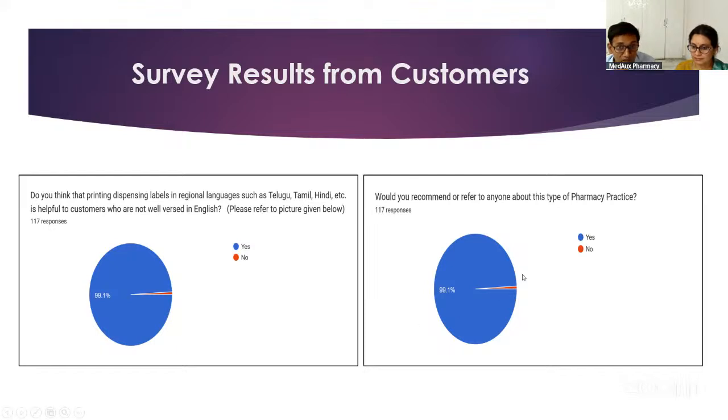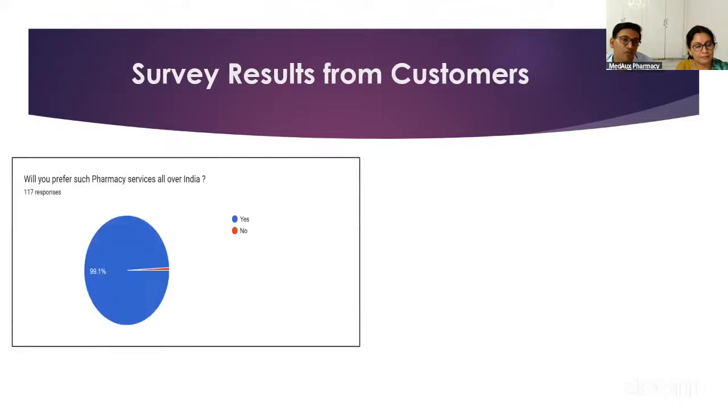And this is another important question we asked them: would you recommend or refer anyone to this type of pharmacy practice? Many of them say yes, because they love the way it's practiced, and they didn't find anyone who practices in this way. And this is the very important question which everyone would love to see in this presentation: would you prefer such pharmacies all over India? Very much. They love it. They would like to have this sort of pharmacy service across India, so that everyone feels safe about their medication, everyone feels that yes, we are in secure hands, and no, we are not popping pills leading to hospitalization or any morbidity increase.